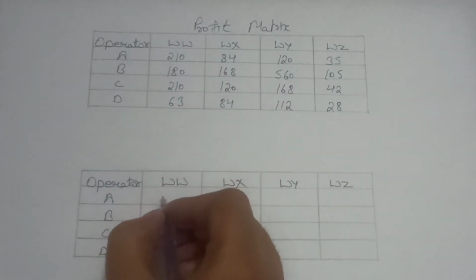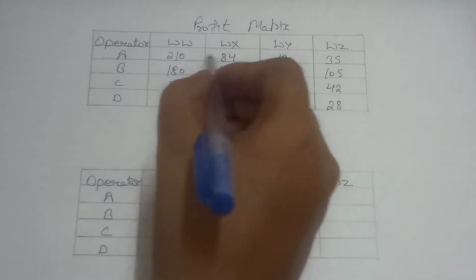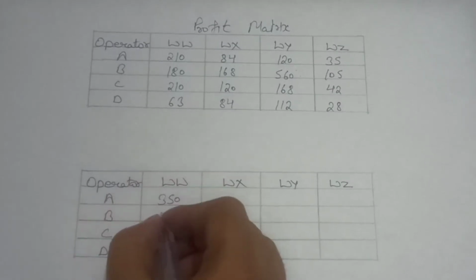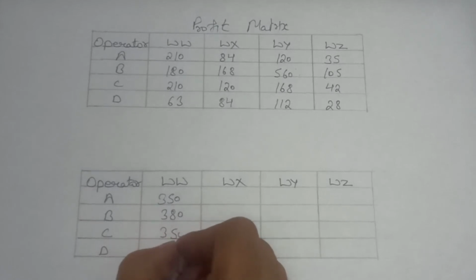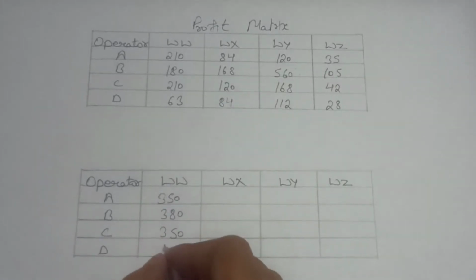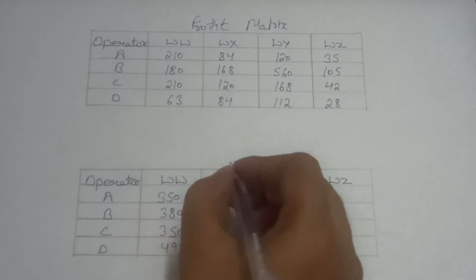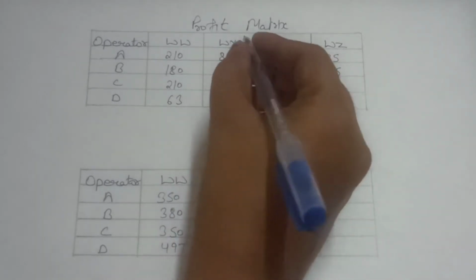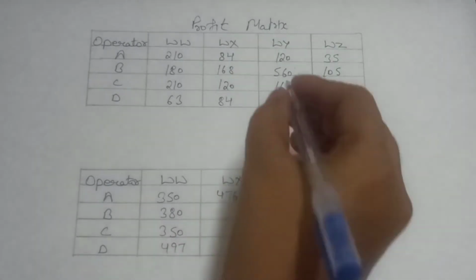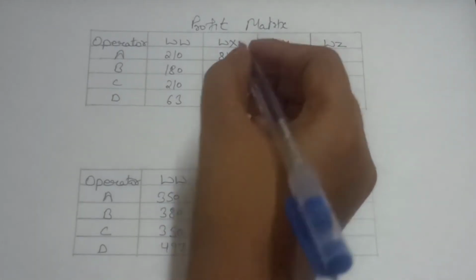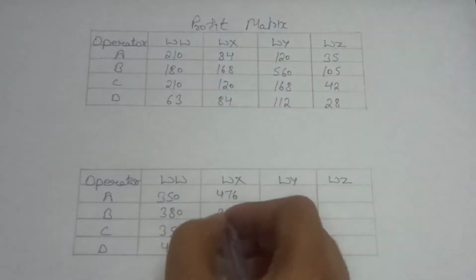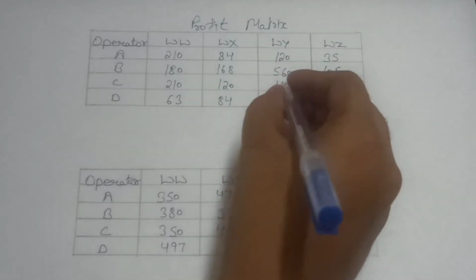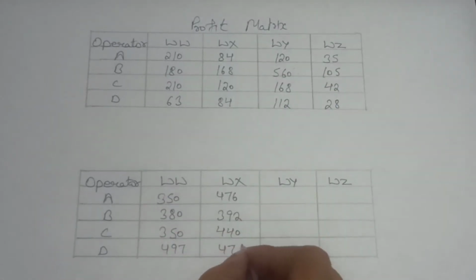So here we will write 560 minus 210 is equal to 350. 560 minus 180 is equal to 380. 560 minus 210 is equal to 350. 560 minus 63 is equal to 497. Here 560 minus 84 is equal to 476. 560 minus 168 is equal to 392. 560 minus 120 is equal to 440. 560 minus 84 is equal to 476.